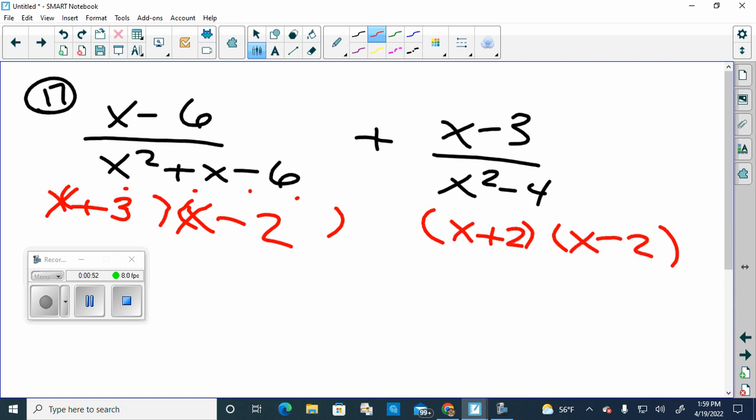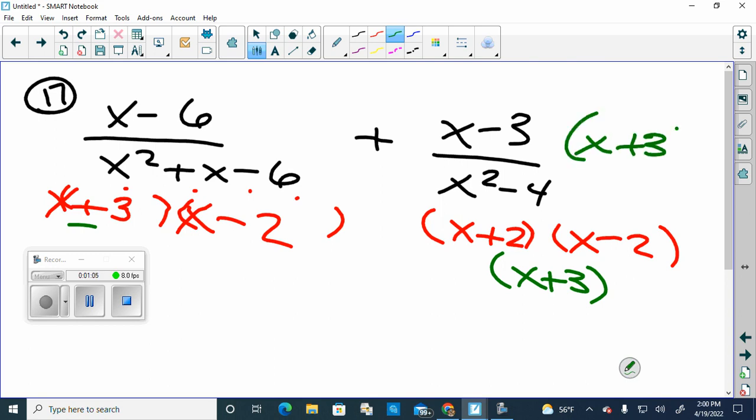Okay, so now we're looking for common denominators. So this one has an x plus 3, but that one doesn't. So that means I would need to multiply the bottom, but not literally, don't multiply the bottom. That's the one that would take forever. But whatever we do to the bottom, we've got to multiply the top. So the top, you definitely have to multiply. Okay, so x plus 3, x plus 3, x minus 2, and x minus 2. So this one's missing the x plus 2, right?